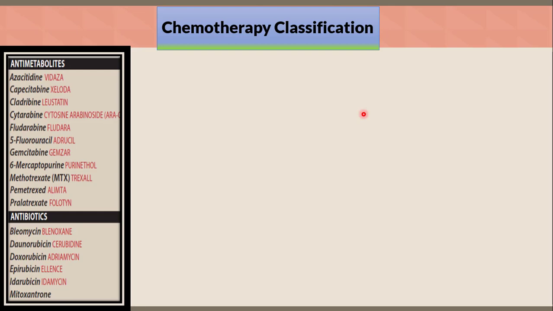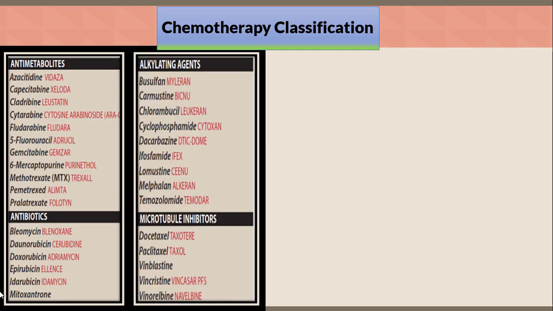6-mercaptopurine, methotrexate, pemetrexed, pralatrexate. Antibiotics: bleomycin, daunorubicin, doxorubicin, epirubicin, idarubicin, mitoxantrone. Alkylating agent: busulfan, carmustine, chlorambucil, cyclophosphamide, dacarbazine, ifosfamide, lomustine, melphalan, and temozolomide. Microtubule inhibitors: docetaxel, paclitaxel, vinblastine, vincristine, vinorelbine.